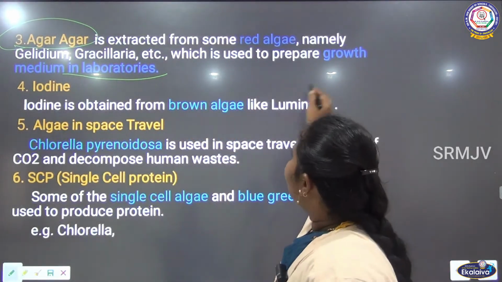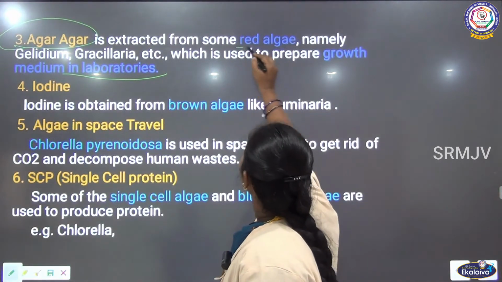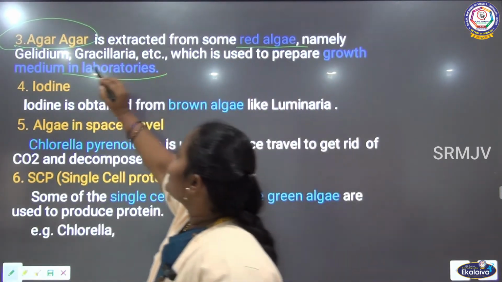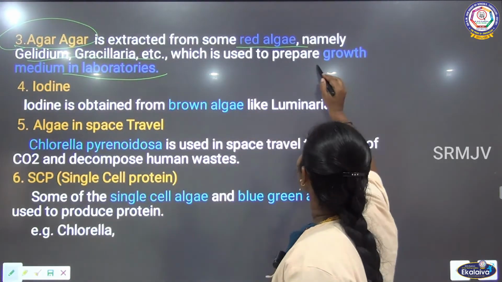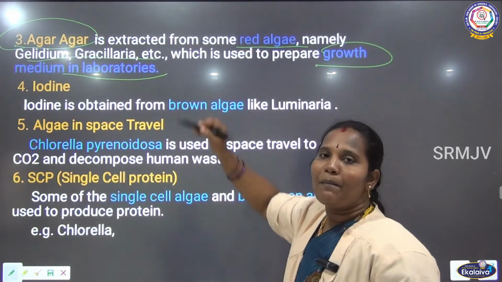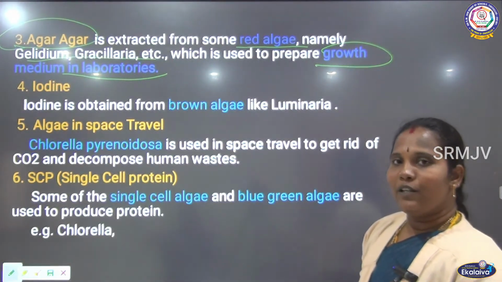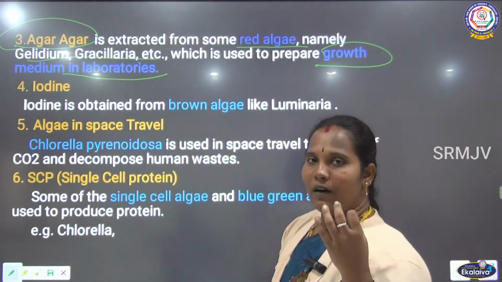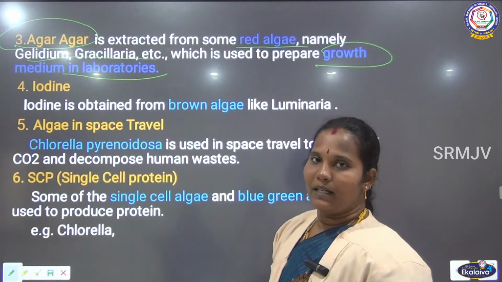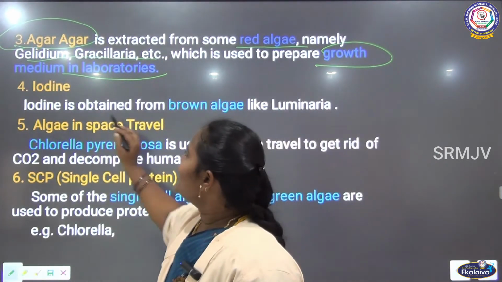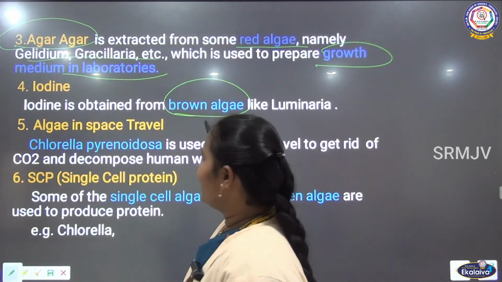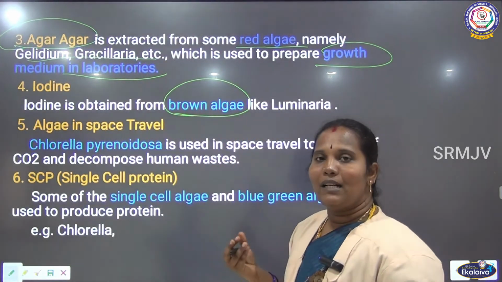Clear? Some red algae, what are the red algae? Gelidium and Gracilaria. They are used to prepare the growth medium for laboratories. This agar-agar is used as a medium for the tissue culture process and cloning method. Clear? And then iodine. Iodine is obtained from the brown algae. The brown algae is giving the iodine.